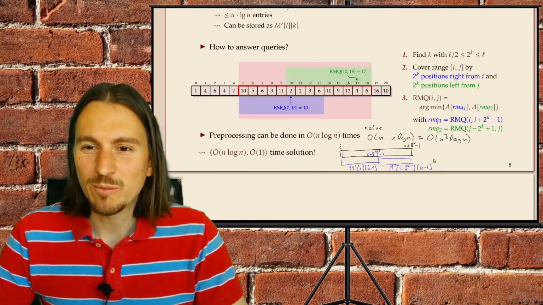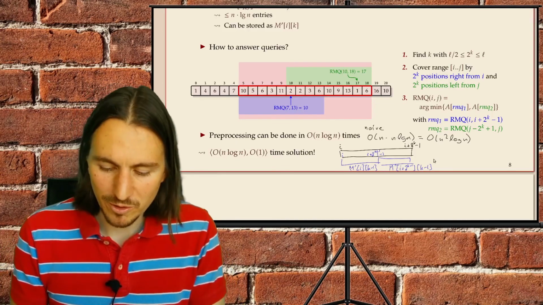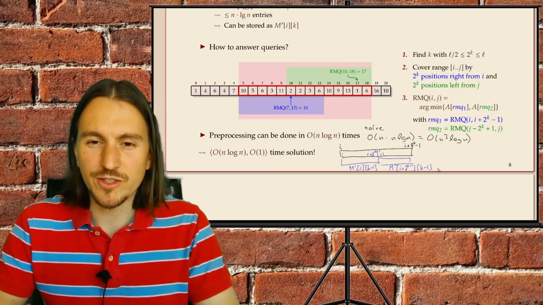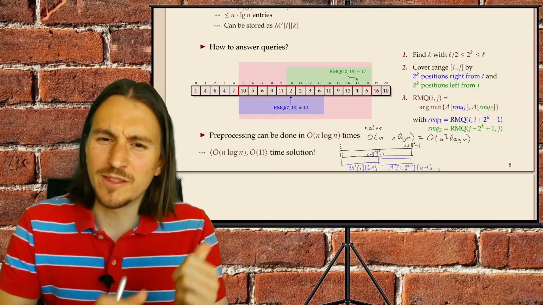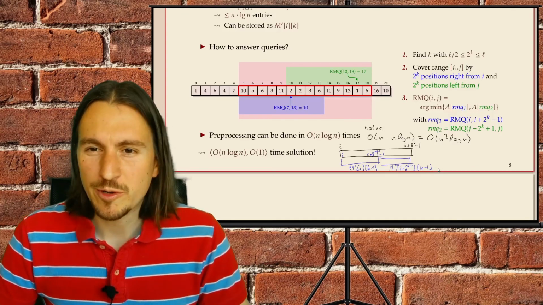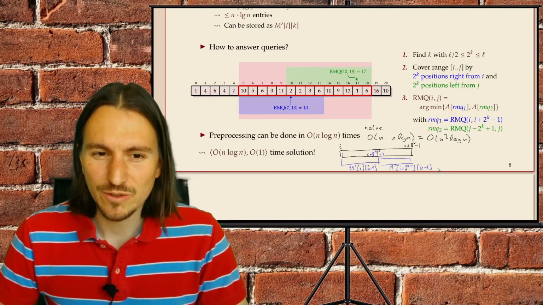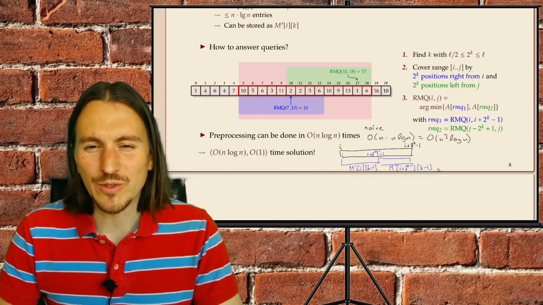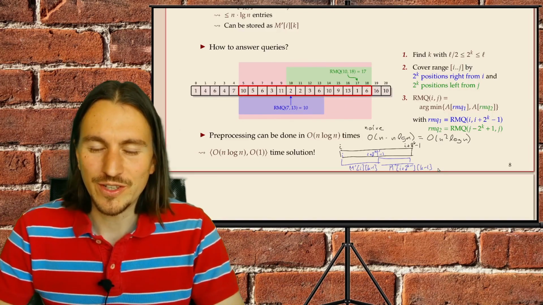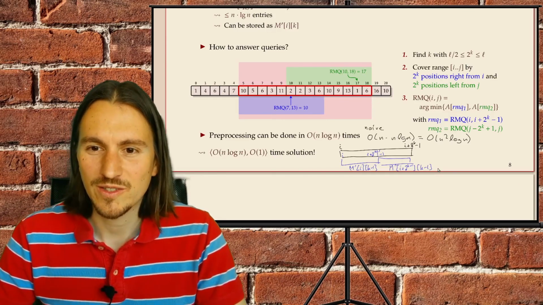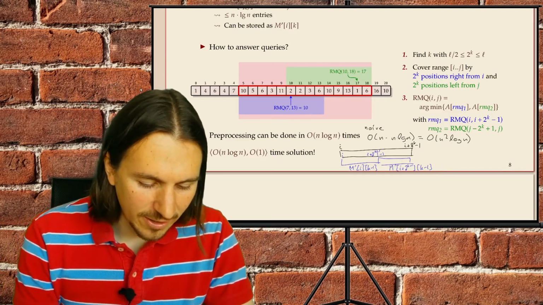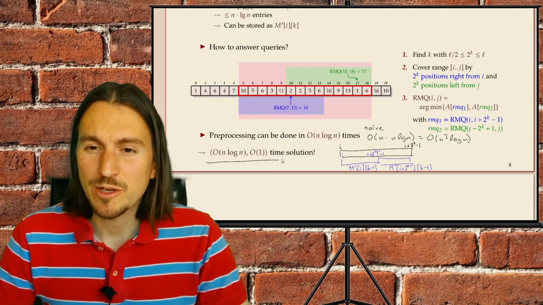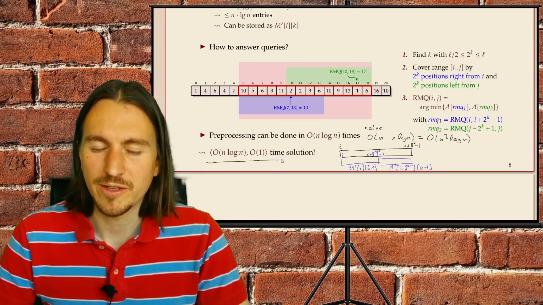For the pre-processing part, we just have to make sure that we compute things in the right order. So going from the small ranges to the big ones, that was the same in the last part. The pre-compute all solution also needs, for this n squared pre-processing time, to compute the solutions in the right order, but that's easy to do. And with that, we get an n log n pre-processing time, constant query time solution.